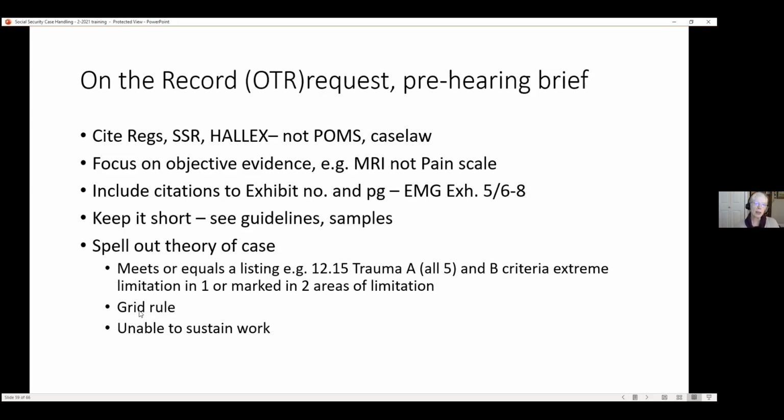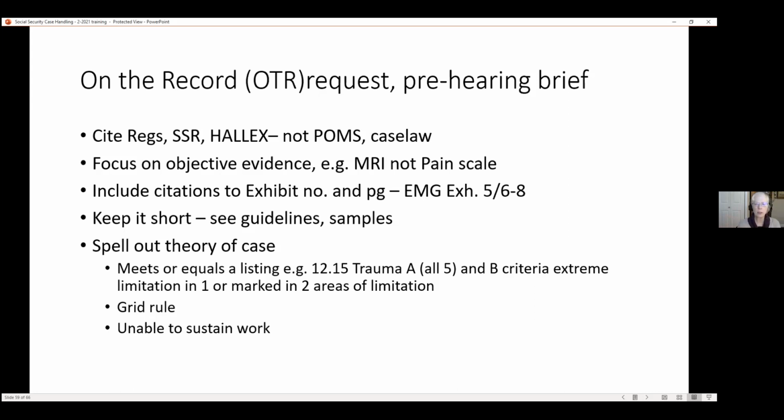You want to spell out the theory of the case either in your brief or at the hearing. They meet or equal a listing, a grid rule applies, or they're unable to sustain work due to the combination of their impairments. But you ought to have a theory. This is not a time when you just show up and the judge says, okay, let's start. You need to have a theory of your case. It needs to be relevant.